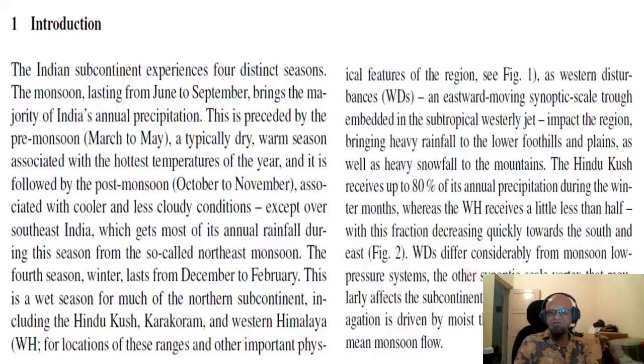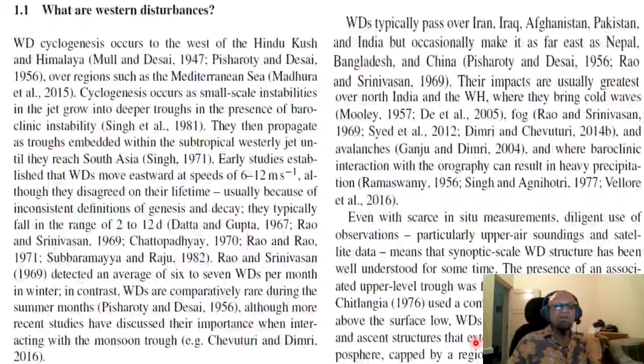WDs differ considerably from monsoon low pressure systems, which mostly come from the Bay of Bengal into the core monsoon zone, even though some come up in the eastern Arabian Sea and cross over to land. The other synoptic scale vortex is the LPS, or the low pressure systems that regularly affect the subcontinent, whose development and propagation is driven by moist thermodynamics coupled to the mean monsoon flow. Wow, that's a long topic, so let's not go there anyways.